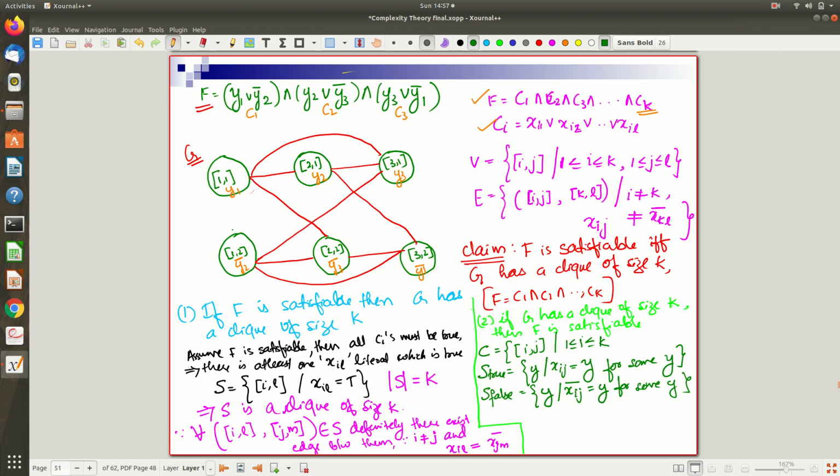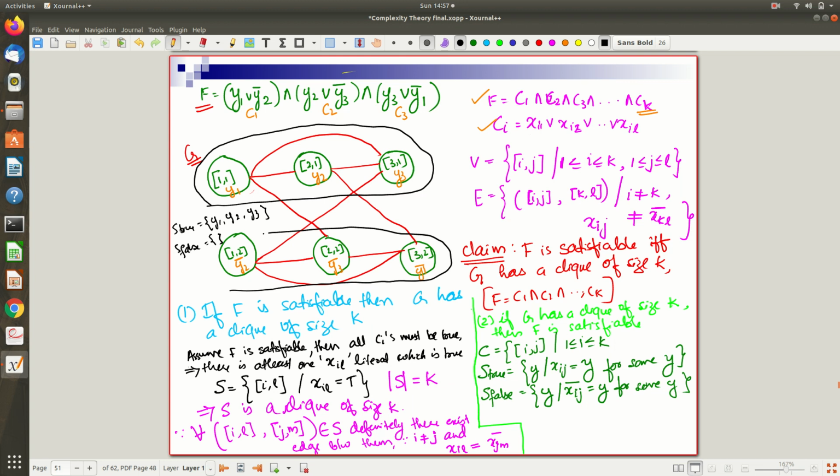Let me help you with this example. If you have a clique like this, look at this clique. This is a clique of size 3. What is your S_true? S_true is going to contain the true literals y1, y2, y3. Here all are true. So what will be your S_false? S_false will be the null set, because there is no false variable.